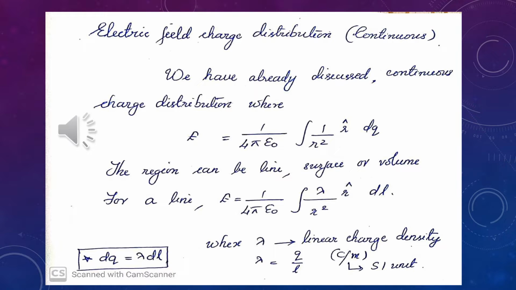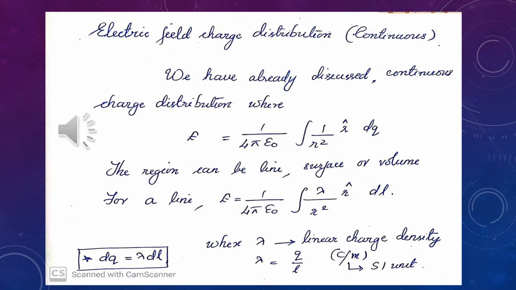So last class we had discussed the electric field due to charge distributions, and I have an assignment on distributions of line, surface and volume. So we discuss. The first one is electric field due to a line charge, and before that, the last class: continuous charge distribution, electric field for a discrete charge is a summation, and for a continuous one an integral. E is equal to 1 by 4 pi epsilon 0 integral of 1 by r square r cap dq.